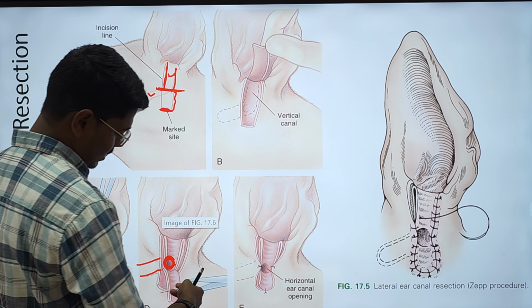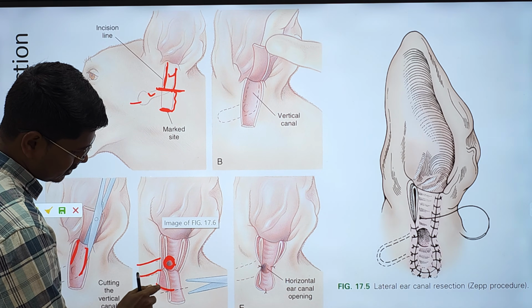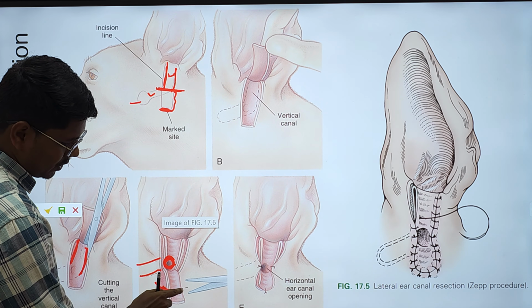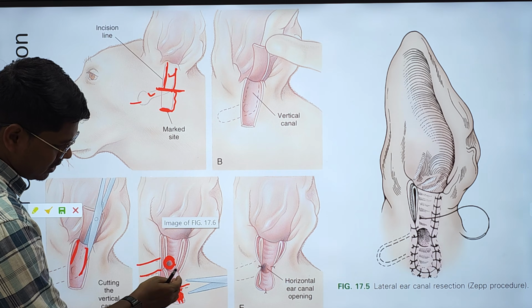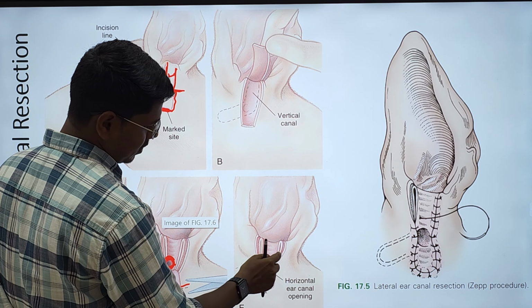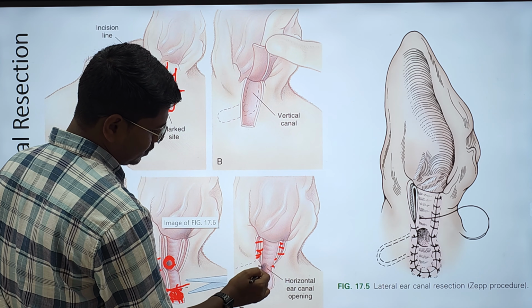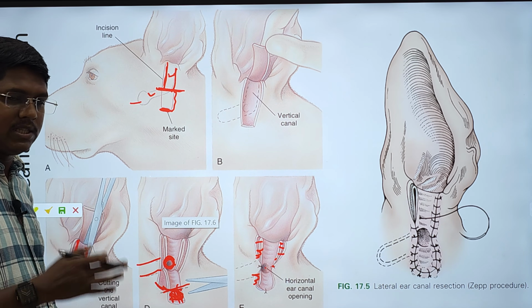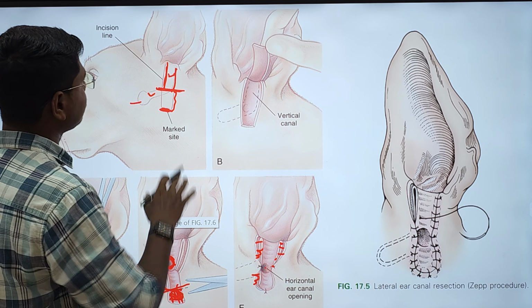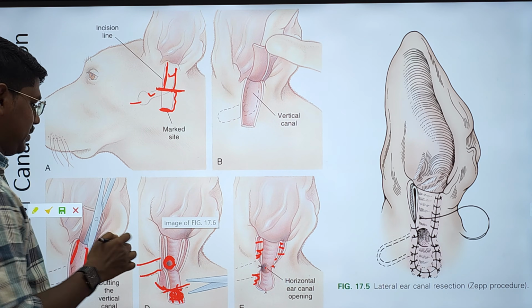Now remove the excess portion up to this marked site. Whatever length you require, simply resect it out. Resect this portion, then simply suture it, so that this horizontal ear canal opens to the outside. This is lateral ear canal resection, that is the Jeff's procedure.